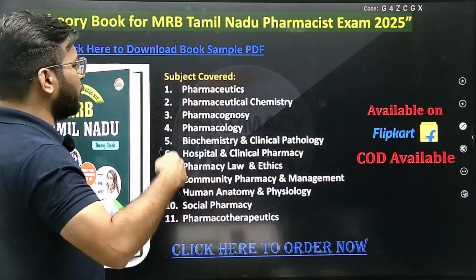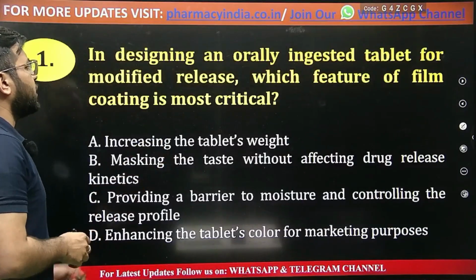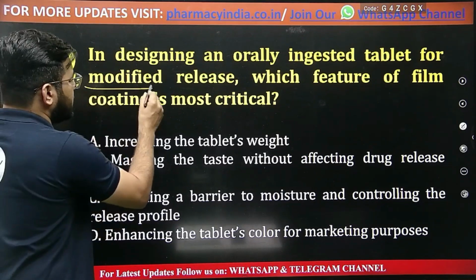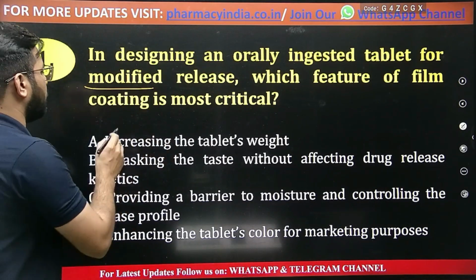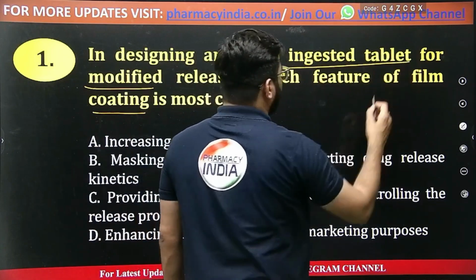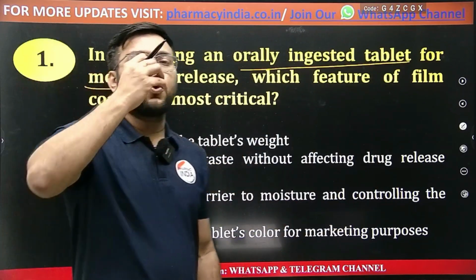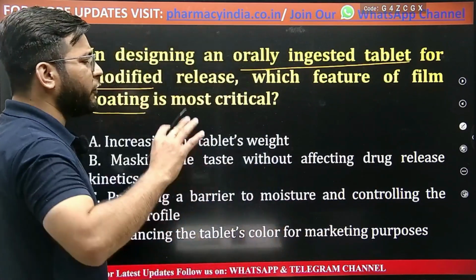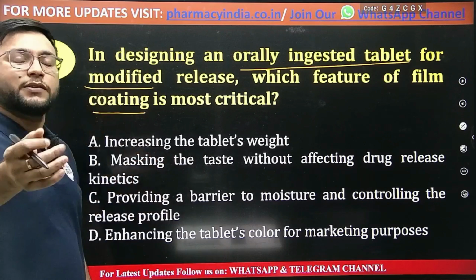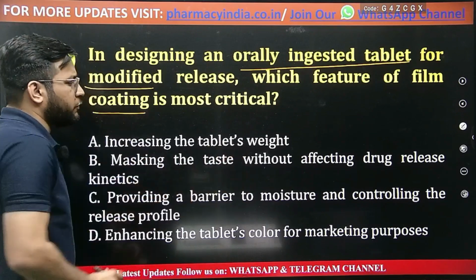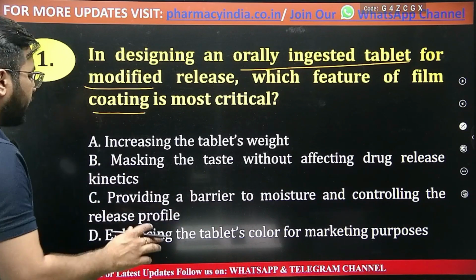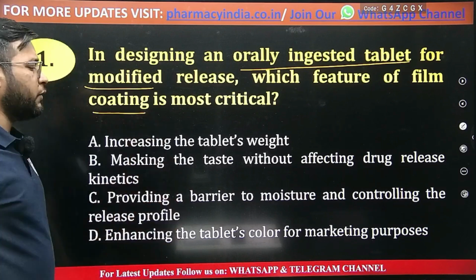Now the first question on our screen is: in designing an orally ingested tablet for modified release, which feature of film coating is most critical? Means while you are designing an orally ingested tablet, what do we have to consider as a special feature: increasing the tablet weight, masking the taste without affecting drug release kinetics, providing a barrier to moisture and controlling the release profile, or enhancing the tablet's color for marketing purpose?